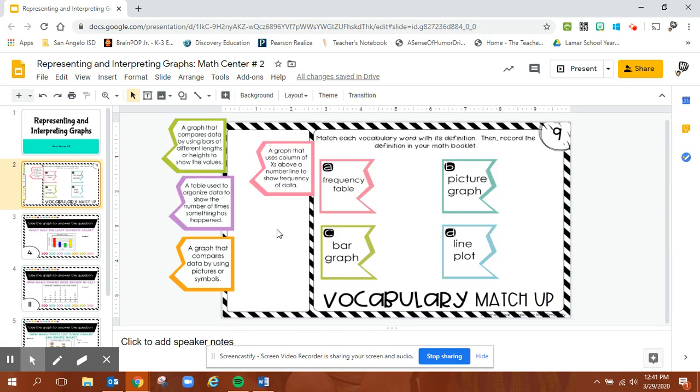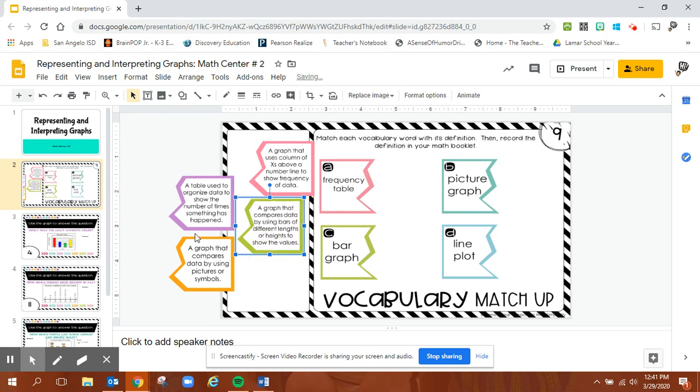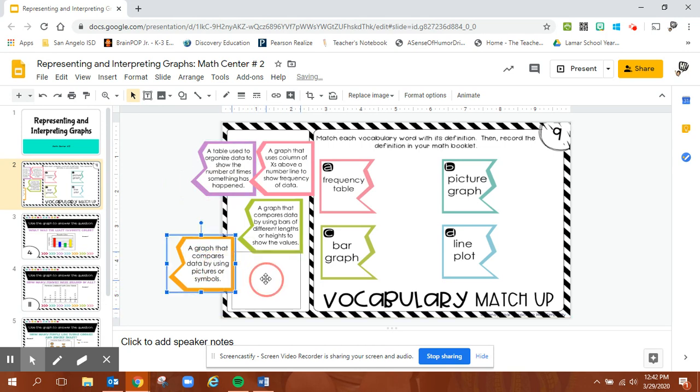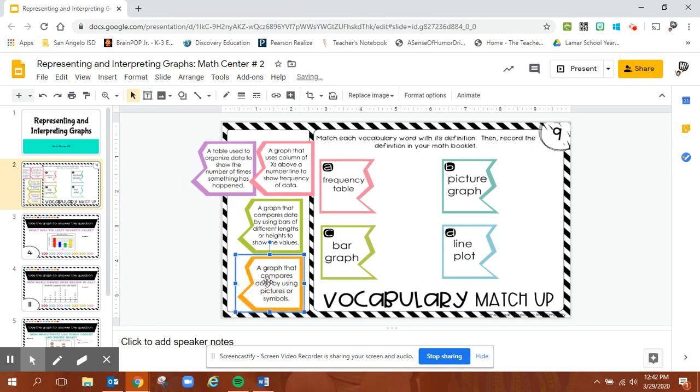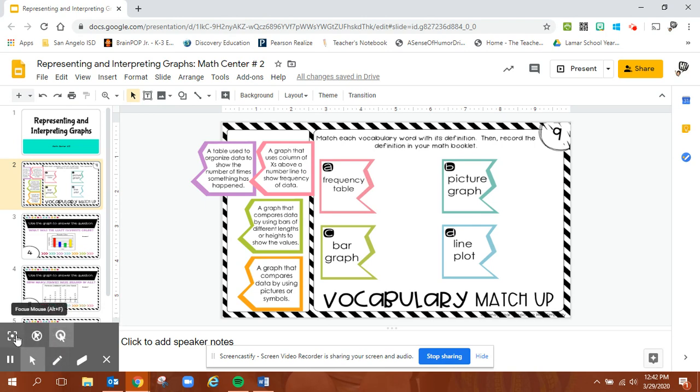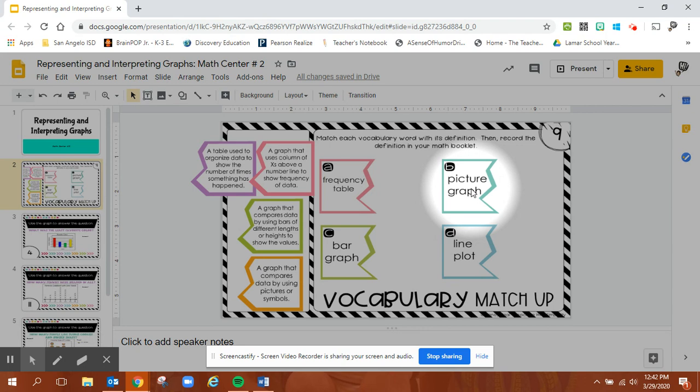Okay, so our first one says to match each vocabulary word with the definition. Then record the definition in your math booklet. Okay, so obviously we still don't have our math journals, so you do not have to record it. You just have to sort the definition to the vocabulary word. So the first one is a frequency table, and then it's a picture graph. And remember, we can also call a picture graph a pictograph. Okay. This one is a bar graph, and then this vocabulary word is a line plot.